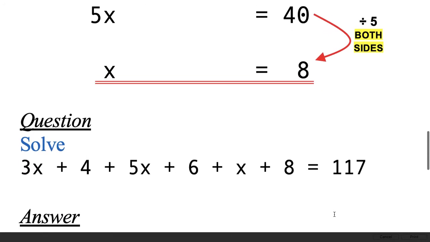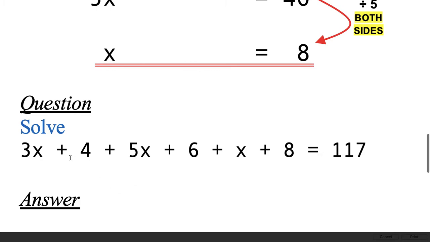So here's a question. Solve 3x plus 4 plus 5x plus 6 plus x plus 8 equals 117. You might just want to pause the video now and have a go at that on your own. Okay, so moving on now.